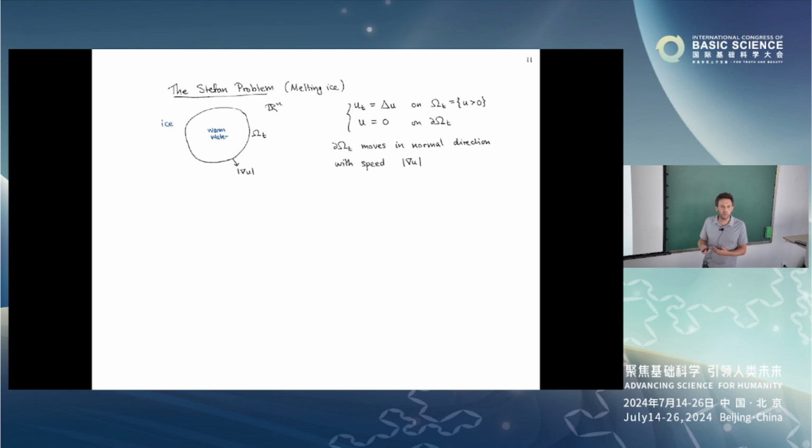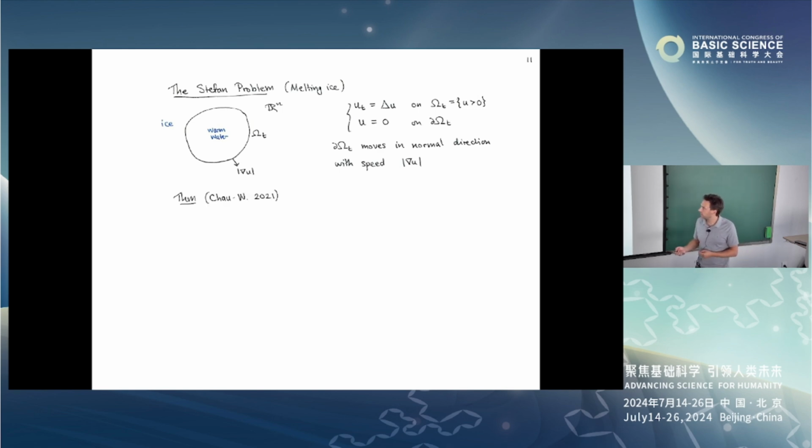It's going to move in the direction of the ice. And how is it going to move? Well, you see that this temperature is 0 on the boundary. What matters is the gradient of the temperature. And the larger the gradient, the faster you're going to move and melt the ice. And the model is that the boundary of omega T moves in the normal direction with speed the absolute value of the gradient of u.